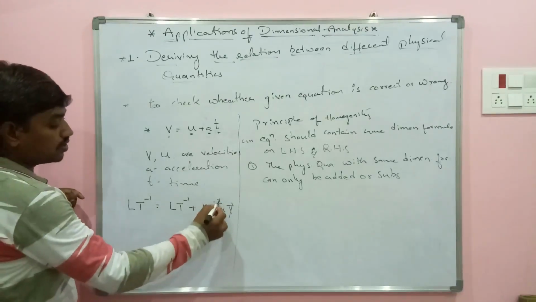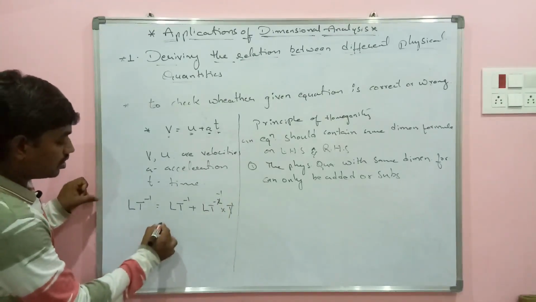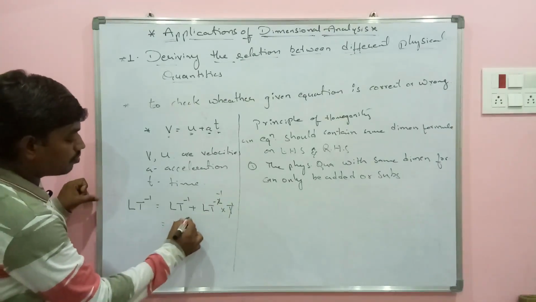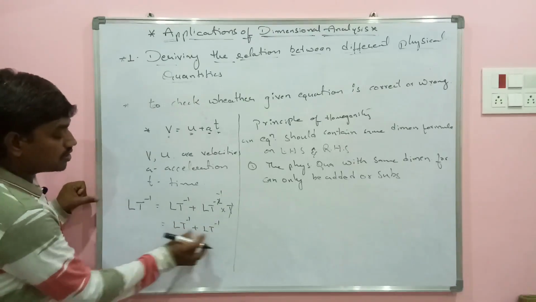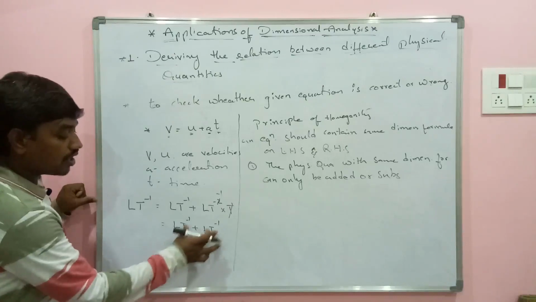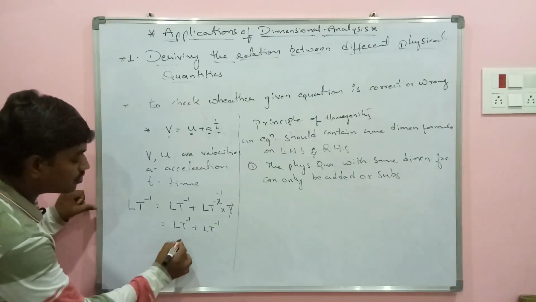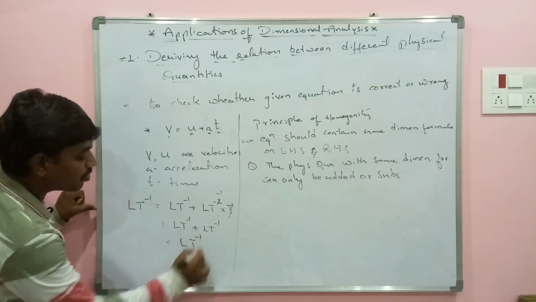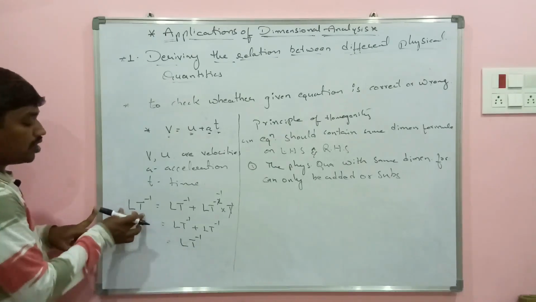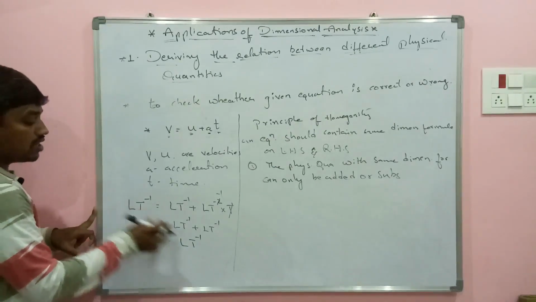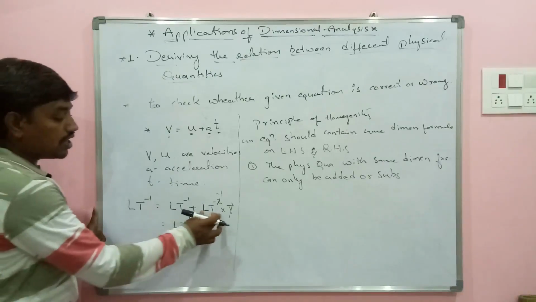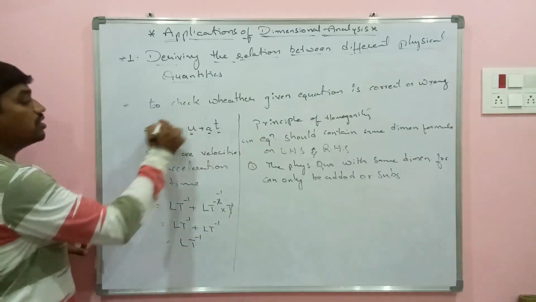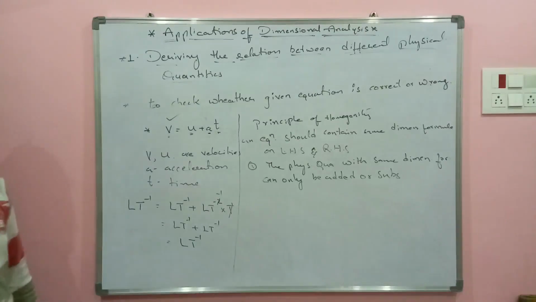This T and minus 1 will be cancelled here. So I will be getting L T to the power of minus 1 plus L T to the power of minus 1. Velocity is added to velocity, so I will be getting a final velocity only. So simply L T to the power of minus 1. So LHS dimensional formula and RHS dimensional formula are the same. Velocity is added to velocity. So based on this, the equation is correct.